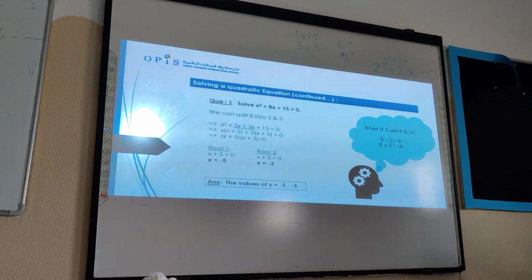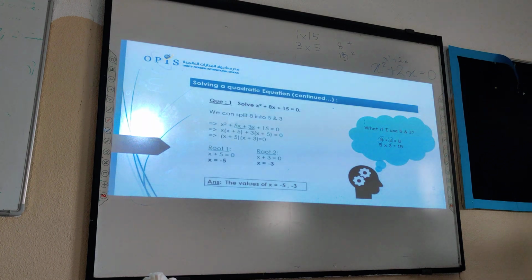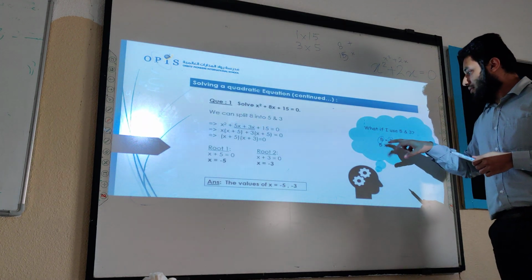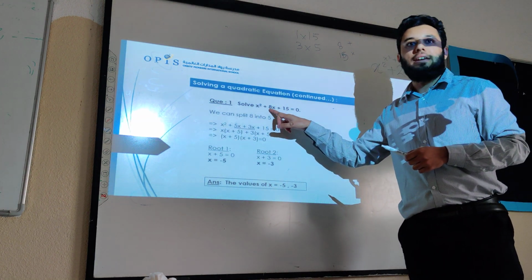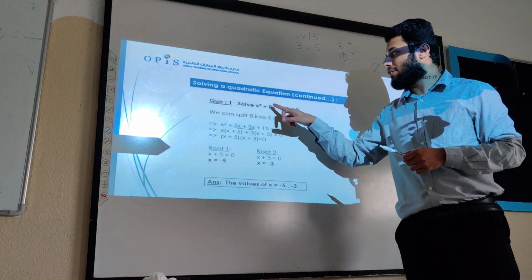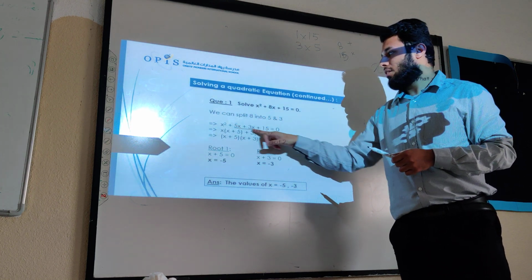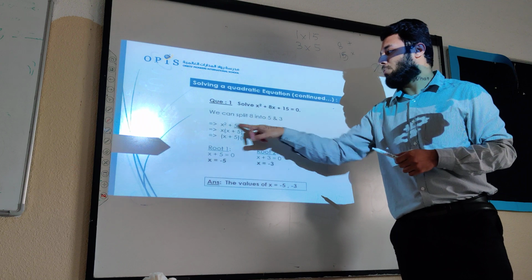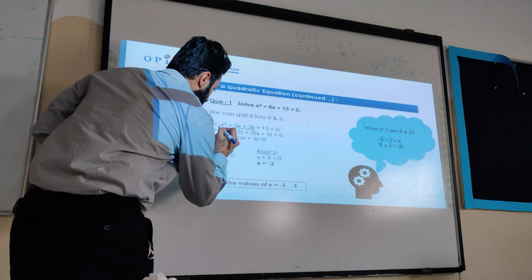Okay, this is the same example from the last one. X square plus 8x plus 15 equals 0. This is the solution. As I circle here 5 and 3, we will be splitting the b, that is the coefficient of x. We will split 8 into 5x and 3x with a plus sign because it is plus, so plus 5x plus 3x is 8x.